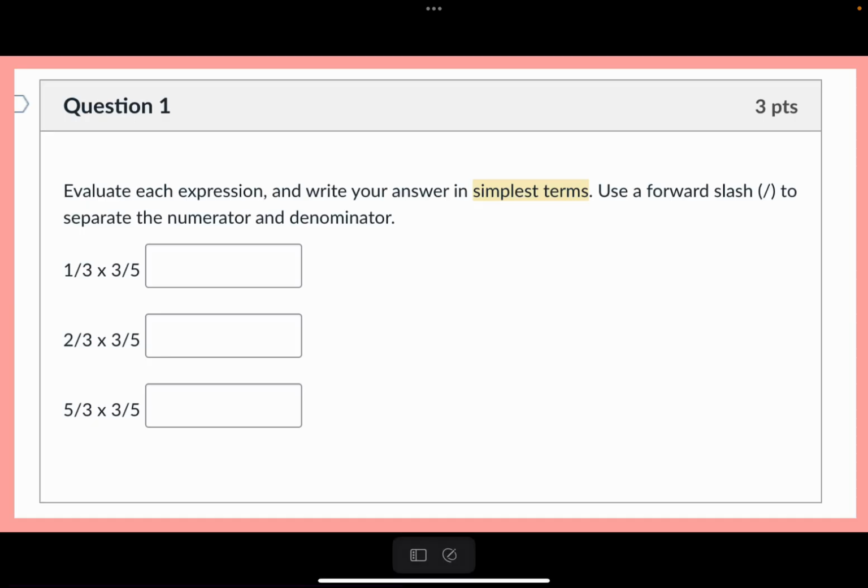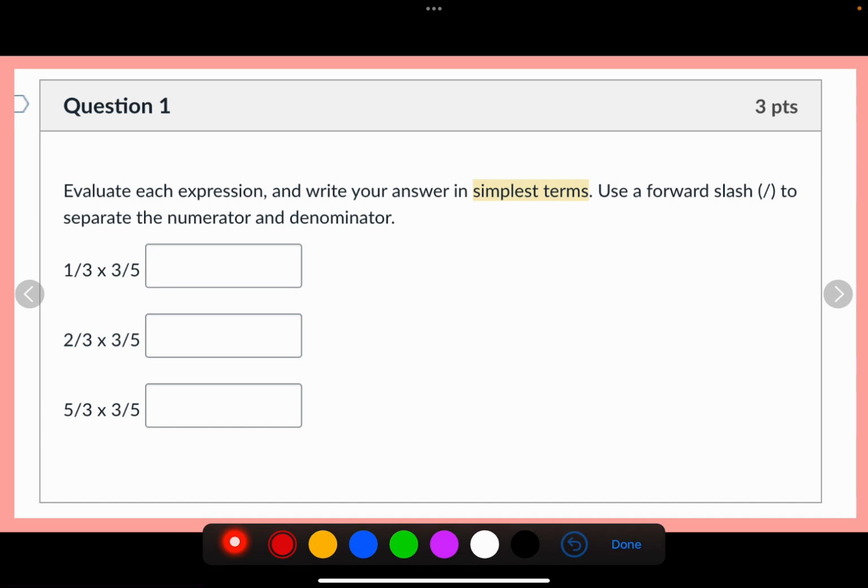Question number 1 is to evaluate each expression and write your answer in simplest terms. Sometimes we say simplest form. And remember, this is important because we want this fraction to be as small as possible, as simple as it can be. So, easy peasy.